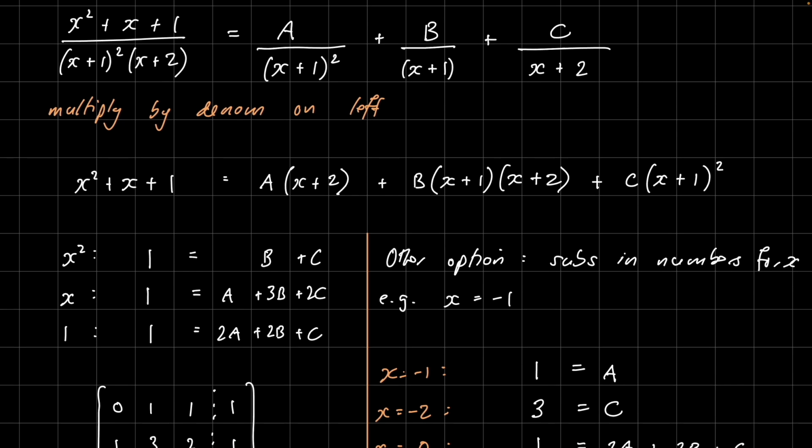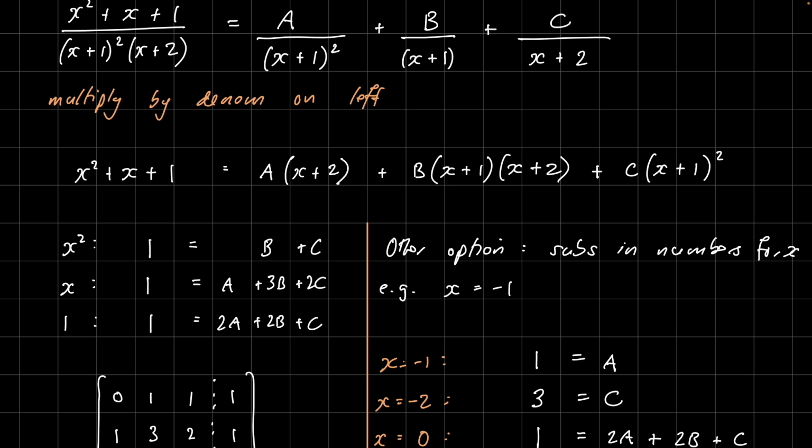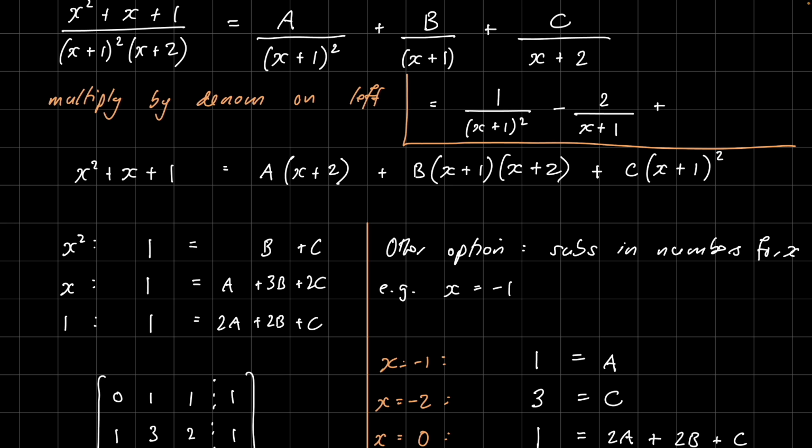So that means if I go back to this expression here, I can put those values in. So just fence off the space. So that equals, so I said a was 1, so 1 over x plus 1 squared. I said b was -2, so minus 2 over x plus 1. And then I said c was 3, so plus 3 over x plus 2.